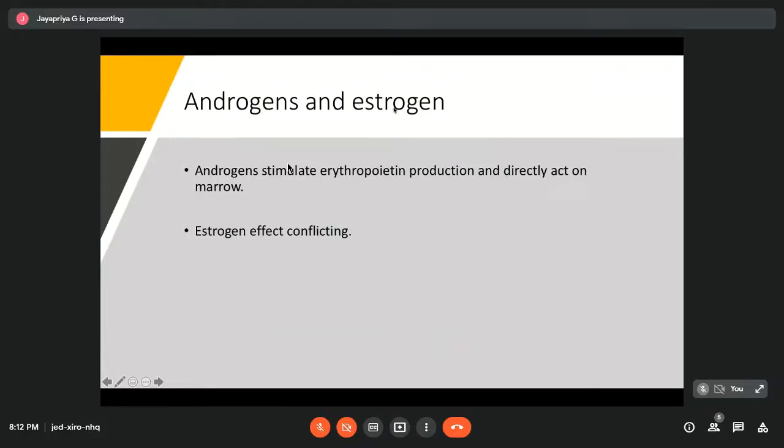Coming to androgens and estrogen, androgens are known to stimulate erythropoietin production, and these androgens also directly act on the erythroid precursors to increase the production of RBCs. That is why increased hemoglobin levels are seen in sexually active males compared to females or older and younger males. That is because of the erythropoietic effects of androgens.